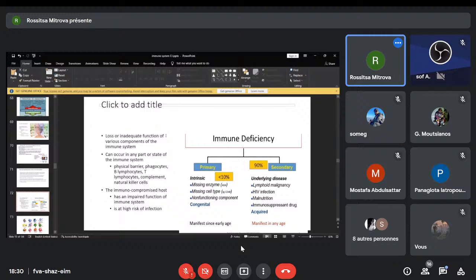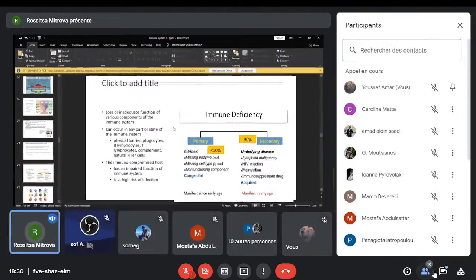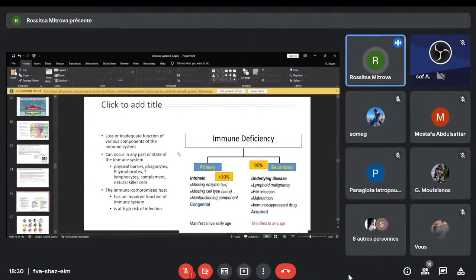The loss or inadequate function of the different components of the immune system will cause immune deficiency. It can occur in any part or state of the immune system. So we can start with the physical barriers, phagocytes, B lymphocytes, T lymphocytes, complement, natural killer cells, and the immunocompromised host has an impaired function of the immune system and is at high risk of infection.